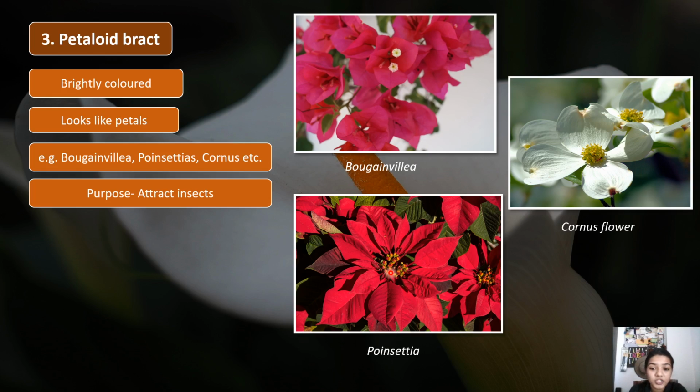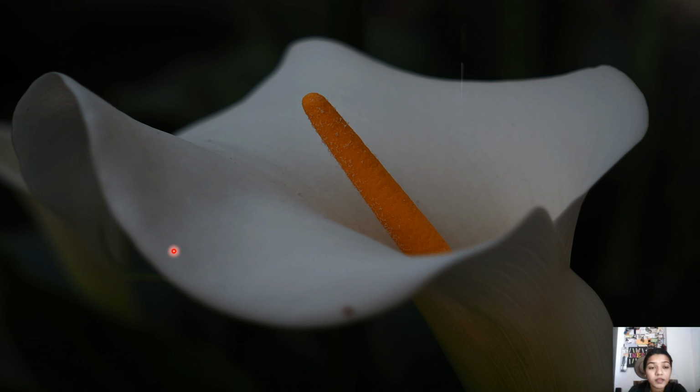Insects are always attracted to colorful things, so in these plants, to carry out pollination, the petals or bracts are colorful, bright and large in size, right? So this is the main purpose: that it has to attract insects for pollination because these have very small flowers, right?